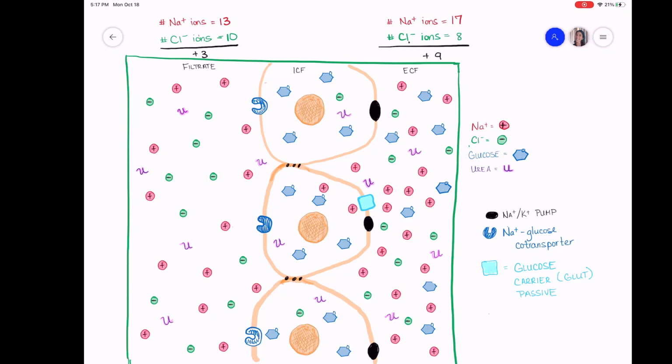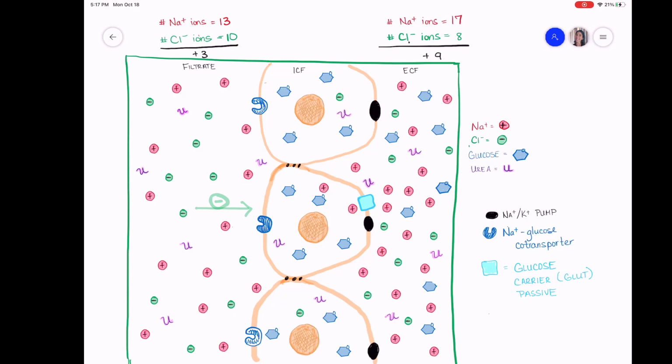So chloride is not necessarily compelled to move from the filtrate to the extracellular fluid by chemical gradients, but it does have some pull based on its electrical gradient. In other words, it's simply more positive over in the extracellular fluid, and so it wants to go that direction.